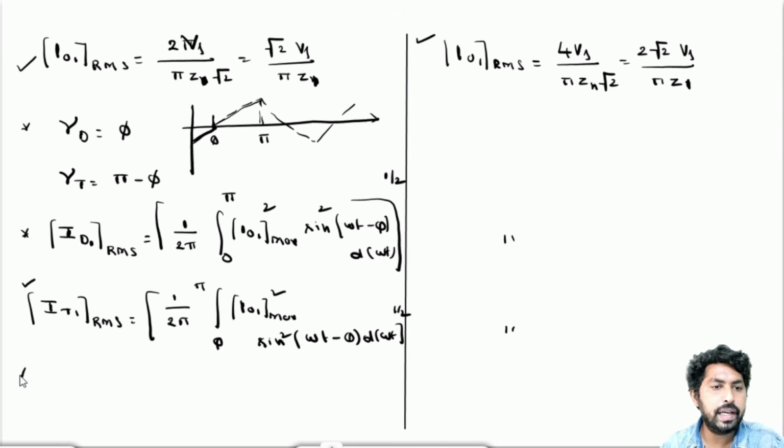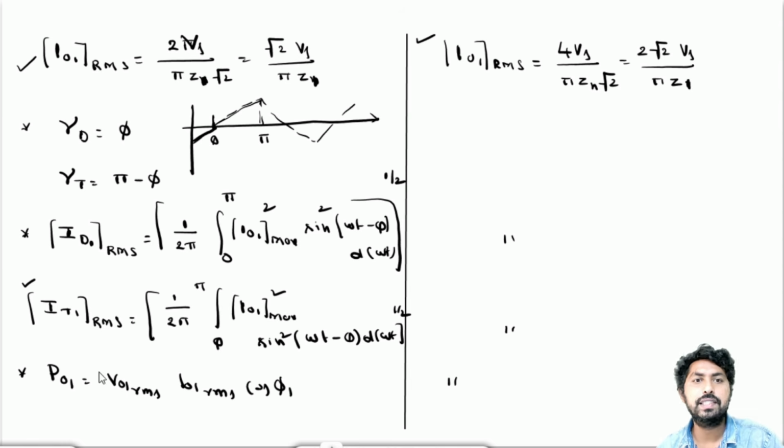So the fundamental power delivered here will be V01 RMS into I01 RMS into cos phi 1. Here also you'll get the same expression. So this is how we'll calculate for the RL load. When we're solving problems, if you observe the summary, all these things are placed in one place so that it will be easy for you.